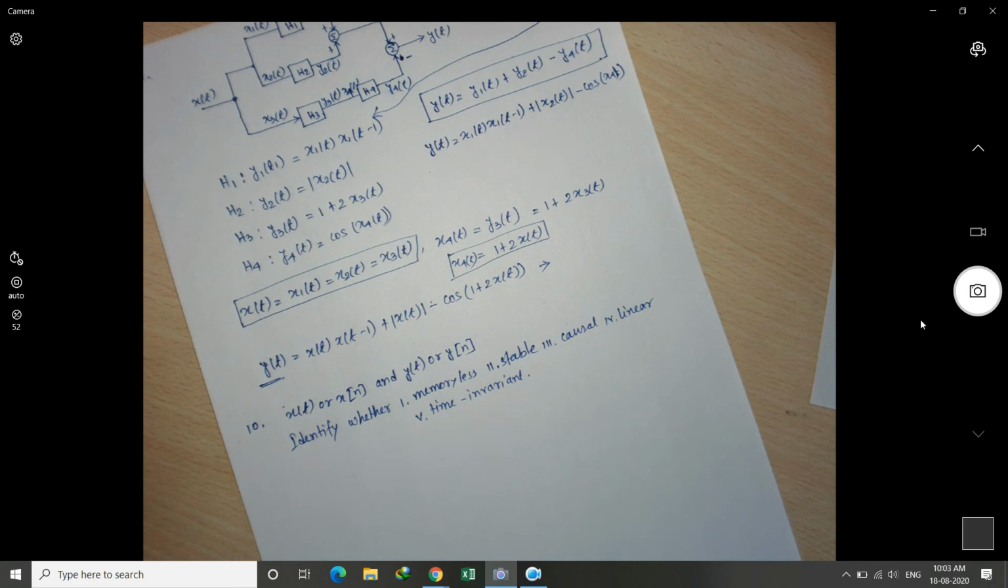Then causal system, causality. The output should depend upon the past and present, right? Only past and present values, it doesn't depend upon future values. If it is depending on future values, then it is a non-causal system. Only past and present, right? Next, linearity property.